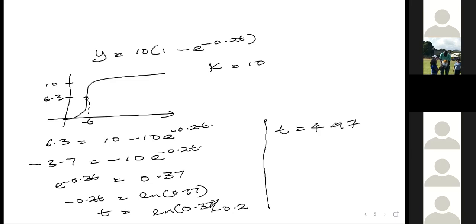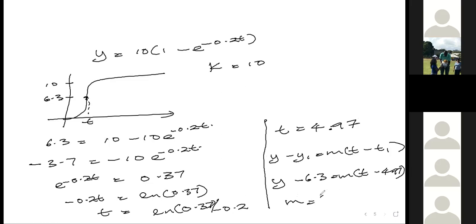4.97, almost 5. And so we say now y minus y1 equals m times t minus t1. If we use the t now, so that's y minus 6.3 equals m times t minus 4.97. So we need to find m. So we have to differentiate.